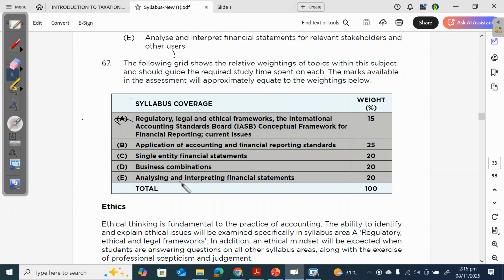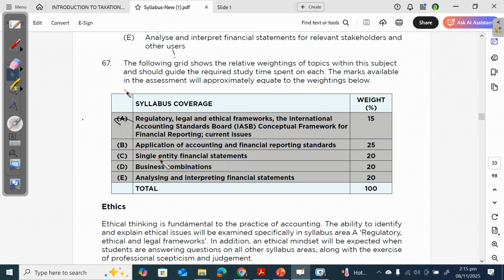This one, analyzing and interpreting financial statements, it's fairly easy. The ratios, at least, as compared to the rest. If you can get 15 out of 20, it's cool. All right. Then business combination, that's the consolidation. Business consolidation can be challenging, but you also need to try. If you can get maybe 10 out of 20, or if possible 15, it's fine. But if you're able to get 10, it's not bad.